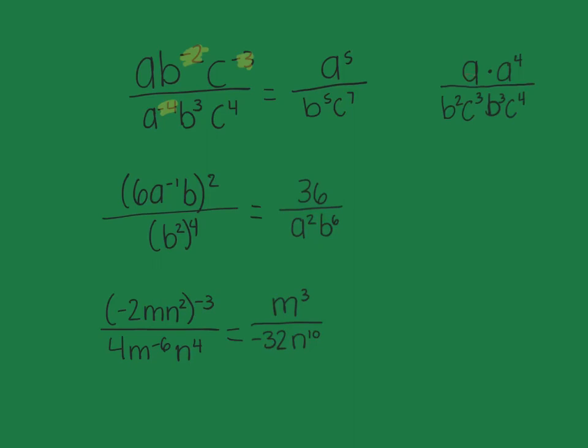So on the top we have a times a to the power of 4. Remember, this a has an invisible 1 here. So I have altogether 5 a's that I'm multiplying, divided by, I can combine my b's. Altogether we have 2 and 3, so in total 5 b's that we are multiplying. And then I can also combine the c's. We have 3 c's and 4 c's that we're multiplying, for a total of 7 c's that we are multiplying. So that is where I got this answer from.